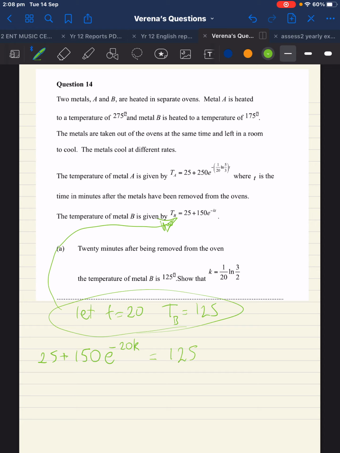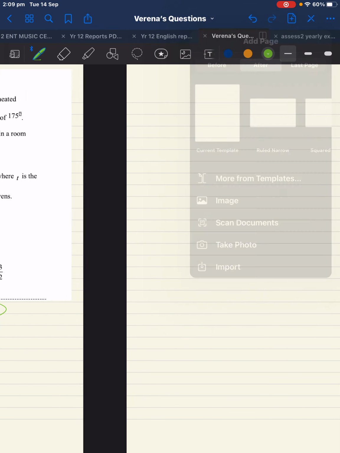Okay, so subbing in our values, we get this equation here. All we're doing is just solving this equation to find the value of k. That's all we have to do. I'm going to take the 25 across the other side, giving us 100. I'm going to divide by 150. So taking the 150 across the other side will end up giving us 2 over 3, right? 100 over 150 simplifies.